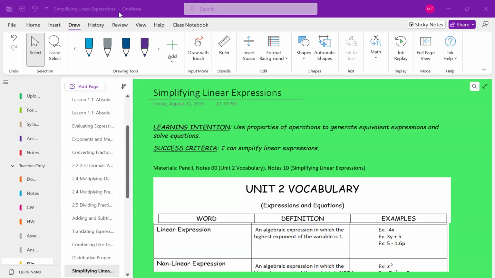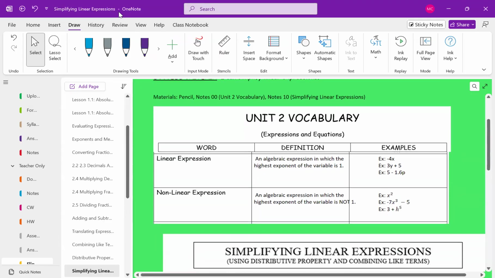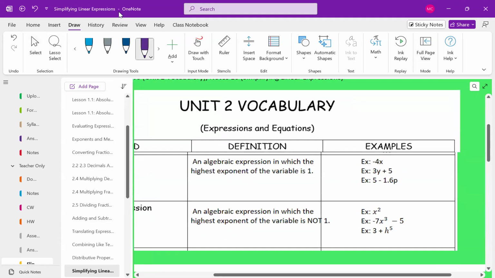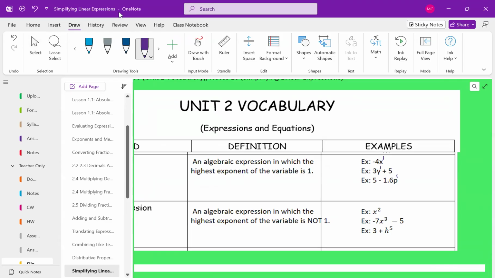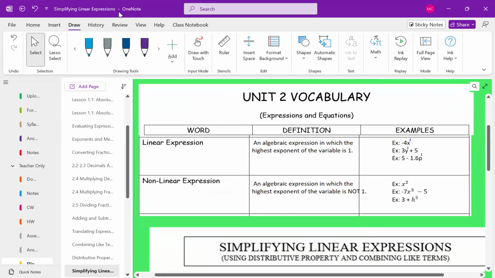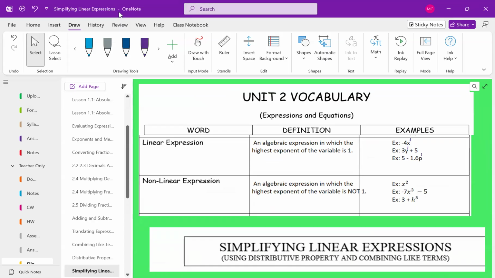So linear expressions are algebraic expressions where the highest exponent of the variable is 1. So in these examples here, the highest exponent on the variable is 1. We don't really write it in there, but if there's a variable there, the exponent is 1. And nonlinear expressions are expressions where the highest exponent of the variable is not 1. So you see in some of these examples, we have the variable being squared or cubed or to the 5th power. Pause the video and write down these 2 vocabulary words, definitions, and examples on your notes.